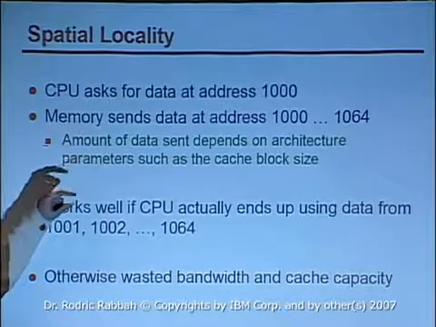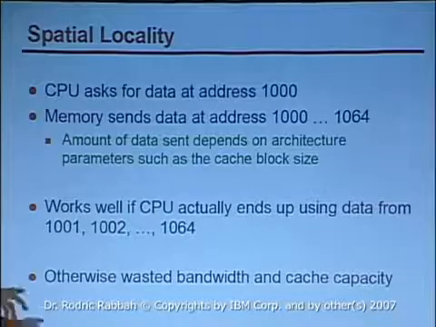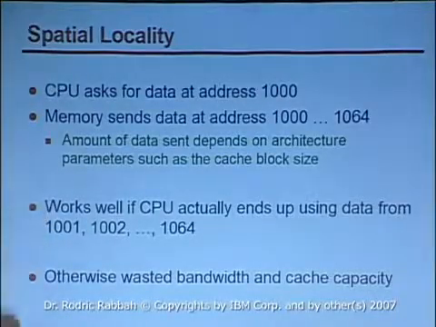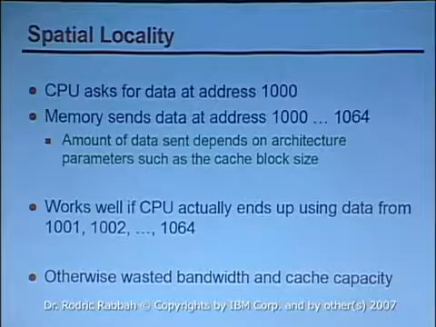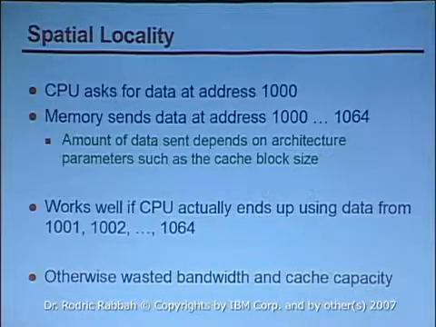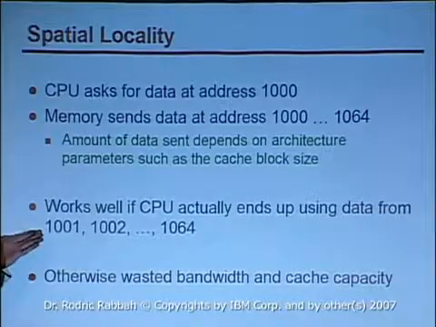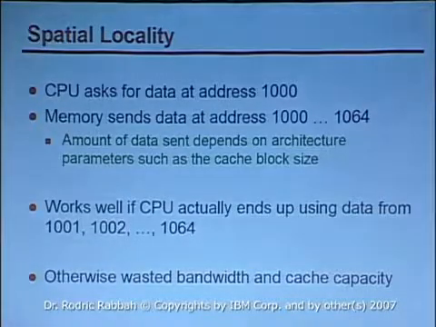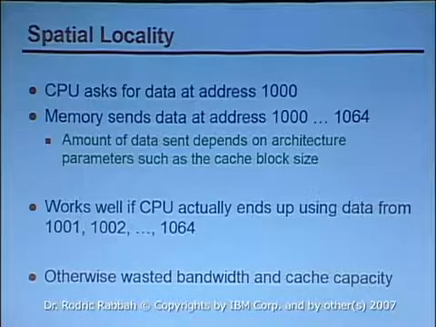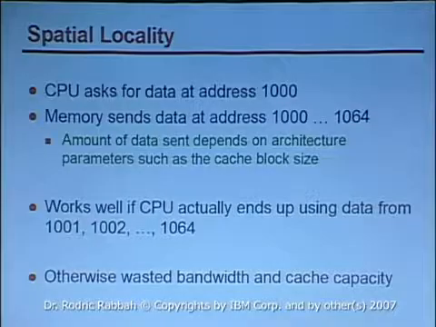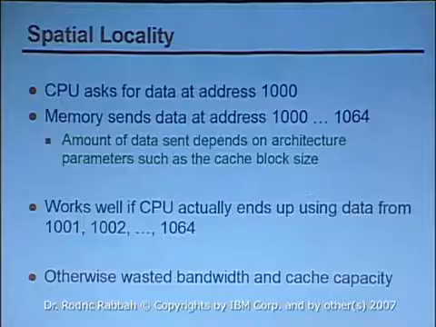What is the granularity of the communication? It depends on architecture parameters. In common architectures, it's really the block size. So if you have a cache where the organization says you have a block size of 32 bytes, then this is how much you transfer from main memory to the caches. This works well when the CPU actually uses that data, right? If I send you 64 data bytes and I only use one of them, then what have I done? I've wasted bandwidth. Plus, I need to store all that extra data in the cache, so I've wasted my cache capacity. That's bad, and you want to avoid it.